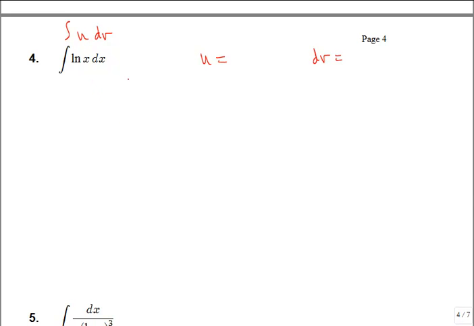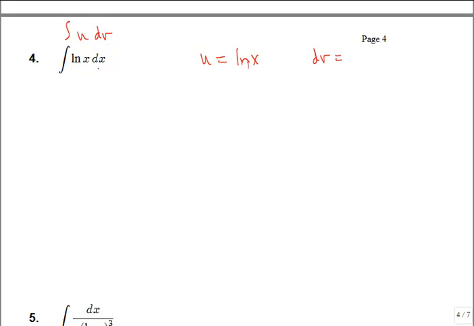We wouldn't want to let our dv equal ln of x, because to find v, that means we'd have to integrate ln of x, and that's exactly what we don't know how to do, because that's what this problem is asking us to find. We don't know what the integral of the ln of x function is. We do know what its derivative is. So you have to let your u be the ln of x function, because we don't know how to integrate it.